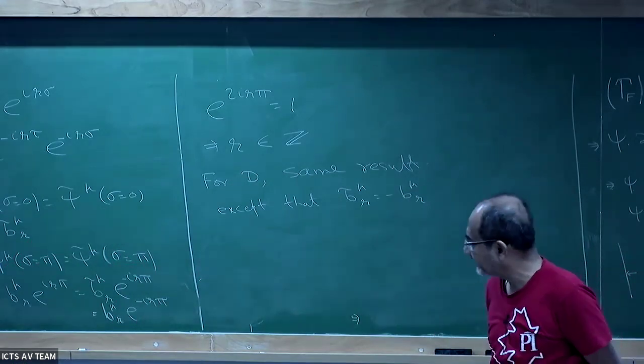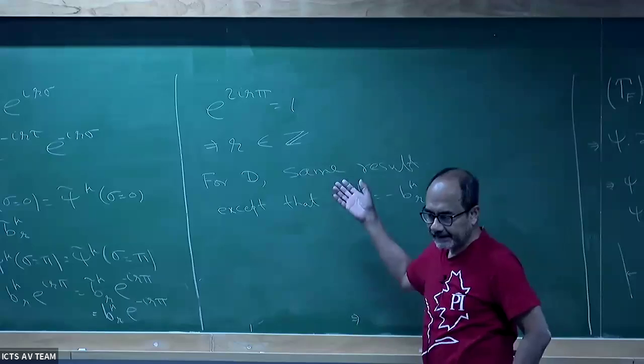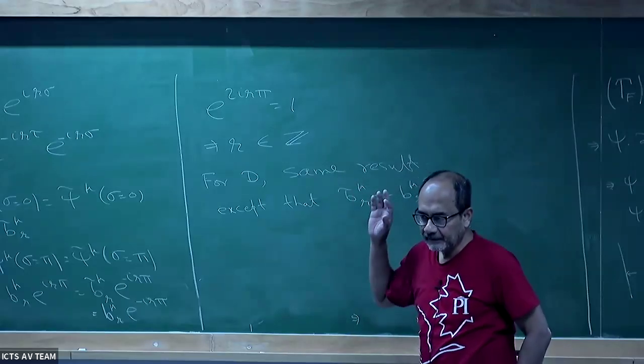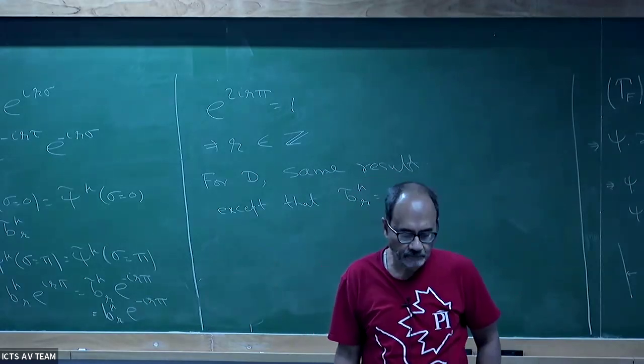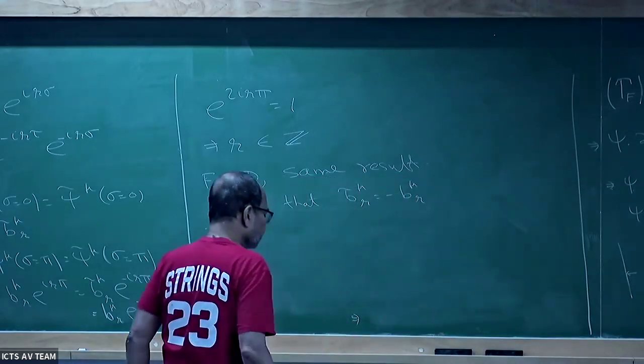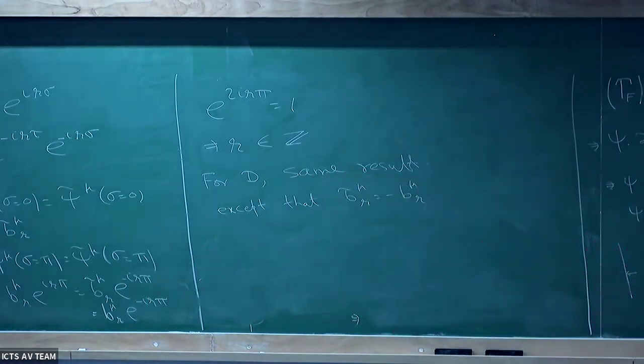R is in Z, exactly. So this is saying R is in Z. So that we call it the Ramond sector. And with the boundary condition, for X also the moding will come out to be half integer.